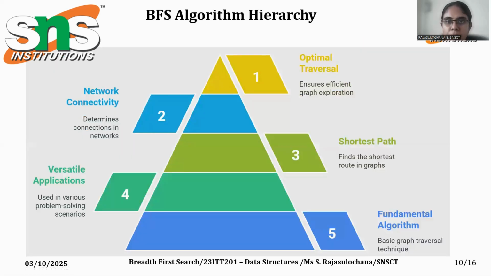This is a hierarchy of BFS algorithms. It ensures optimal search by exploring the graph in an efficient manner. And it is used in identifying the connections in a network, and it is also used for finding the shortest path in a given graph. And it is the most basic fundamental algorithm for performing graph traversal.